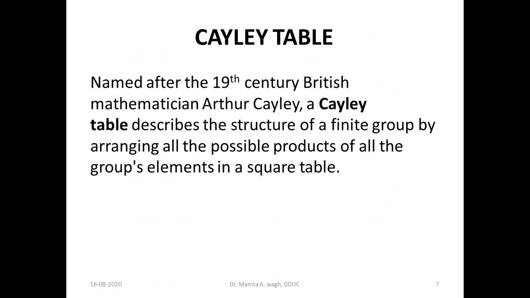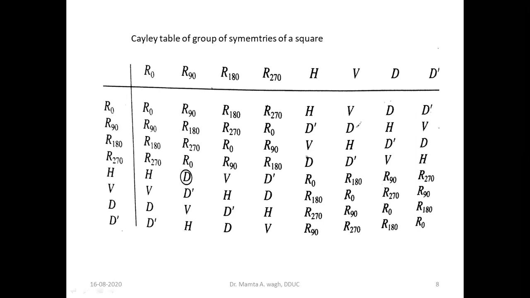Now we are going to make a Cayley table. So let me just tell you what is a Cayley table. Named after the 19th century British mathematician Arthur Cayley, a Cayley table describes the structure of a finite group by arranging all possible products of all the group's elements in a square table. So let us take all the rotations, R0, R90, R180, R270, H, V, D, D dash, in the columns, and then row wise also the same elements R0 to D dash. So now we are going to compose these in this table.